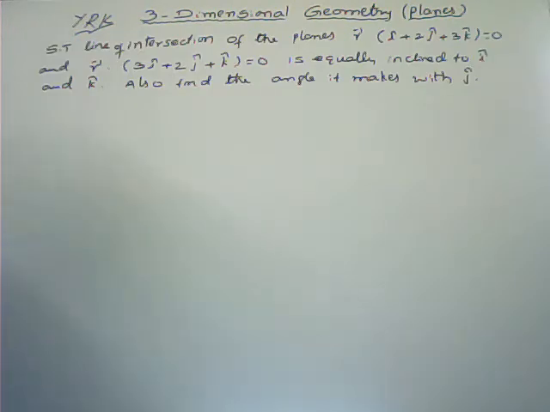Next one: the line of intersection of the two given planes is equally inclined to i cap and j cap. We have to show that one, and also find the angle it makes with the k cap.